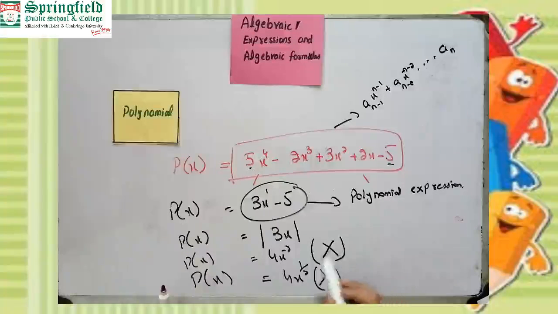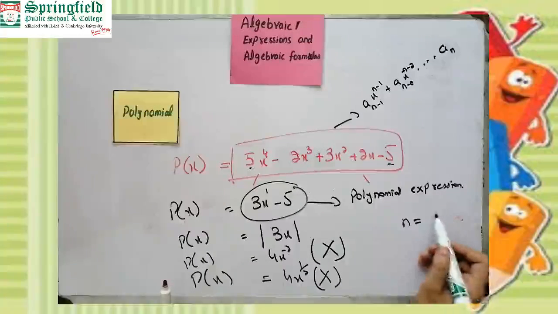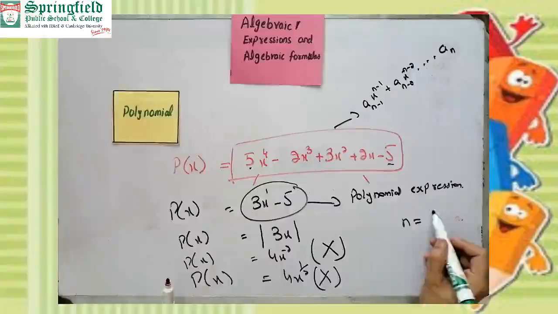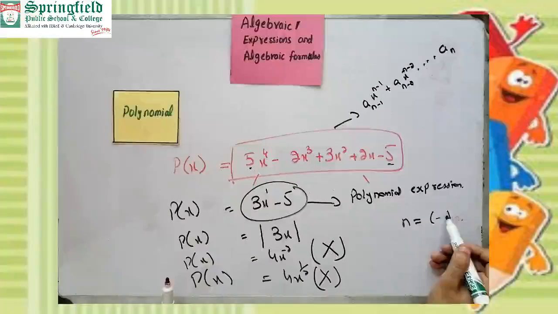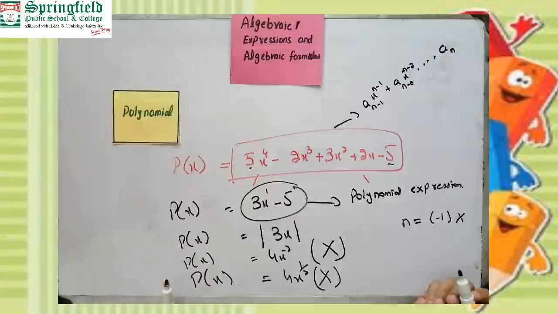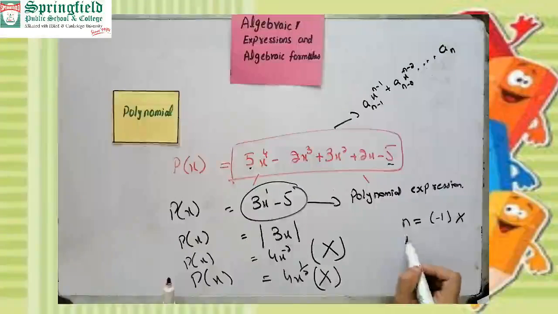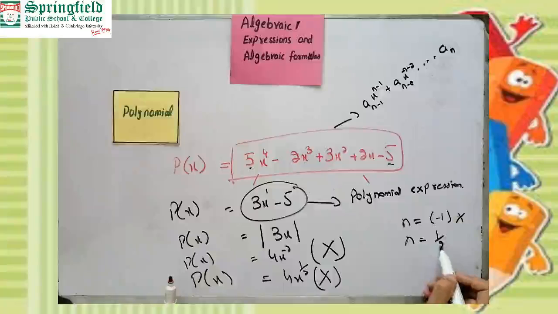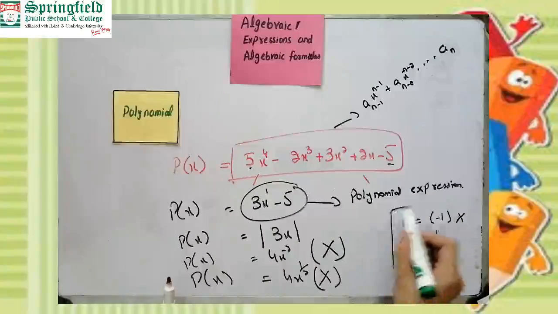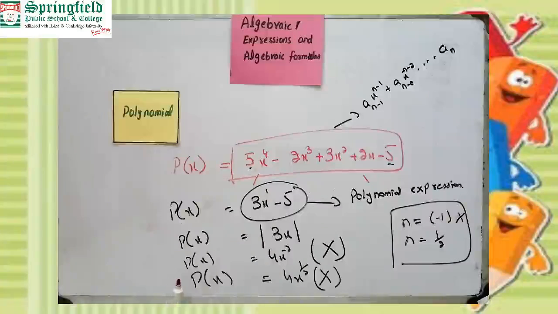Fine. So when the power or index of x, or n, is a negative number, minus 1, minus 2 and so on, that expression is not a polynomial expression. When n is a fraction like 1 by 2 or 2 by 3, those expressions are not polynomial expressions either. Fine? Understood, beta? Okay.